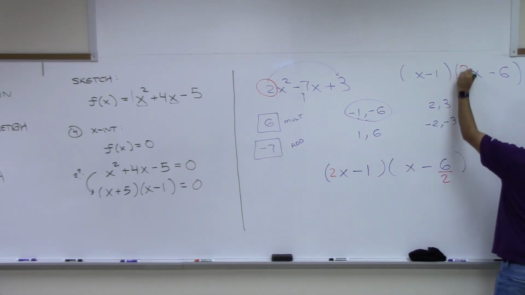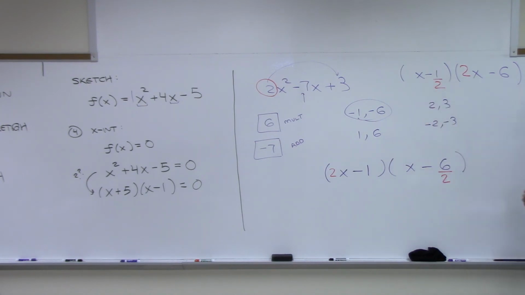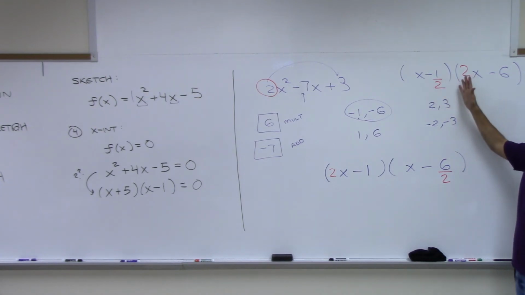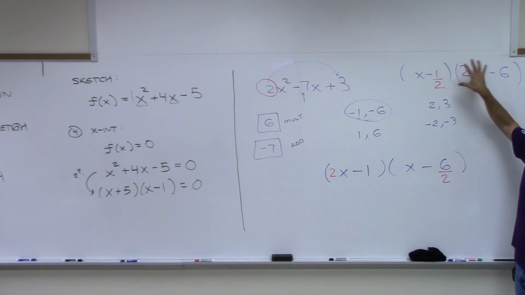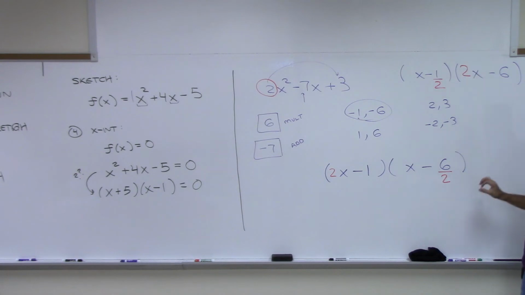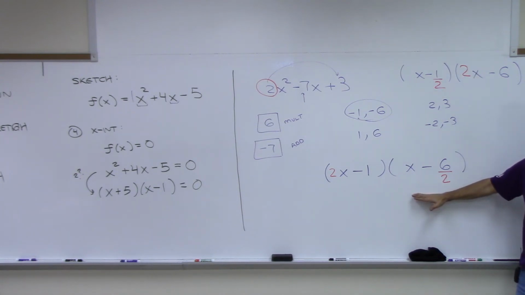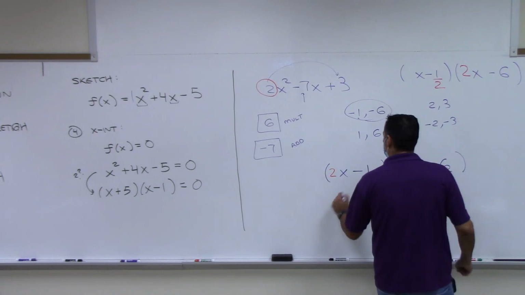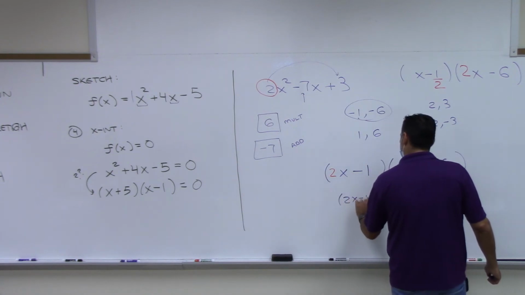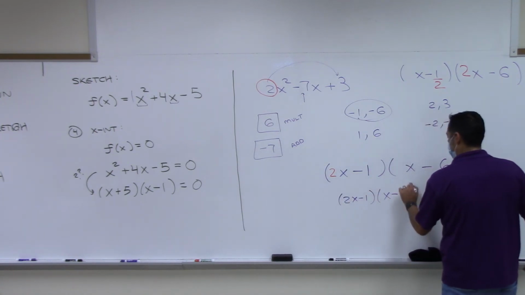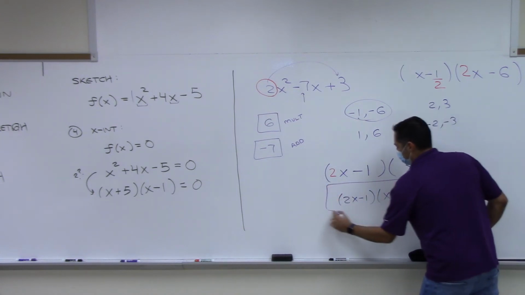Put the 2 here and the 2 there. Which one do you like, 1 or 2? 1, why 1? Why do you like 1? It doesn't have fractions. 6 divided by 2 will be 3. This right here will leave you with a half. This is still correct though, okay? This is not wrong. But I prefer to not have fractions. So what I'm going to do is this one. So my final answer would be 2x minus 1 times x minus 3. There we go. That's the factored form.